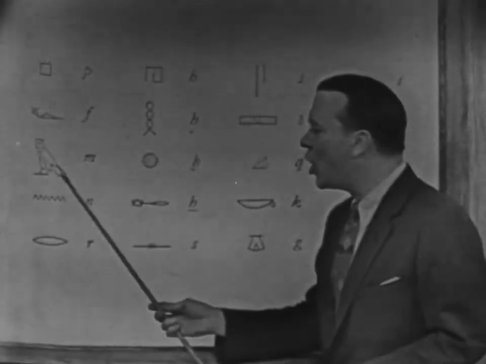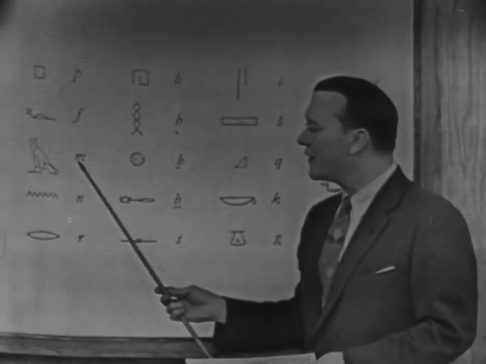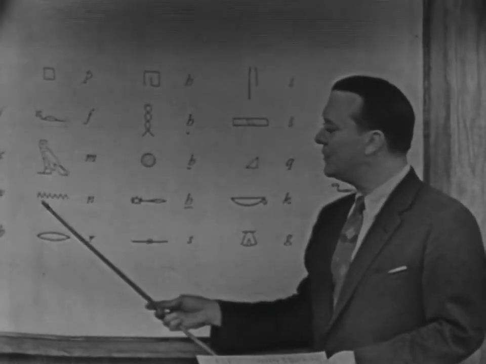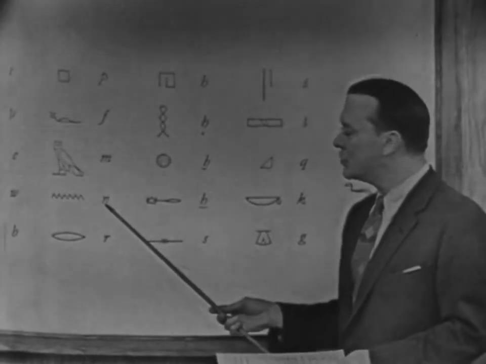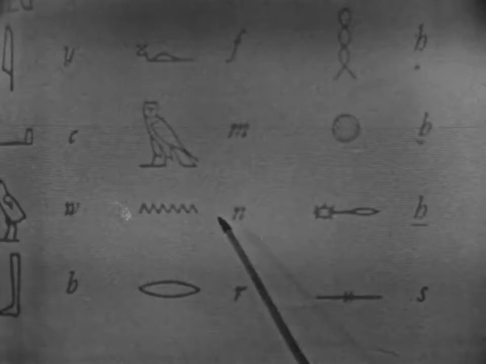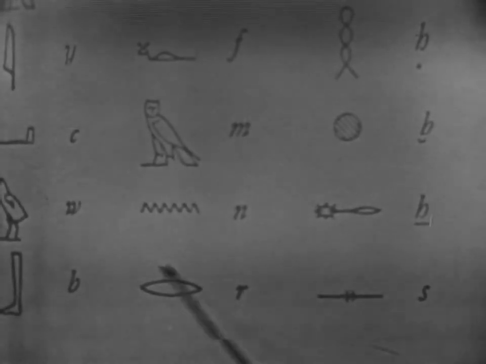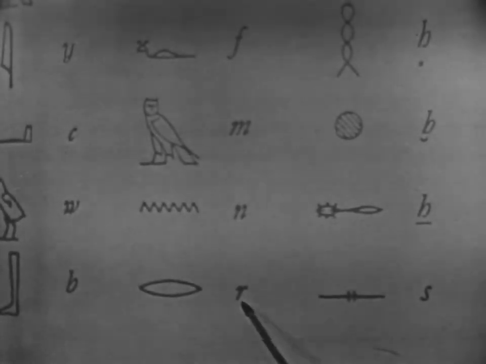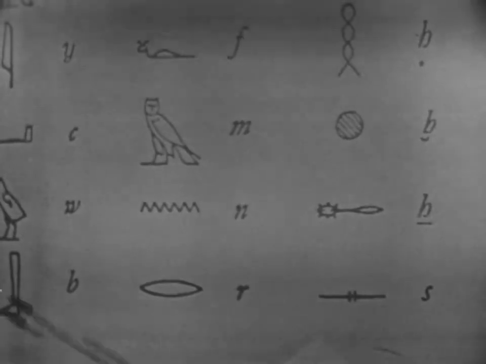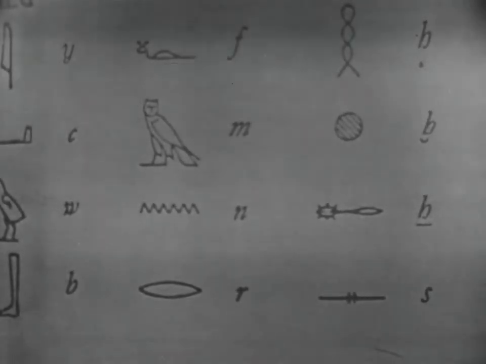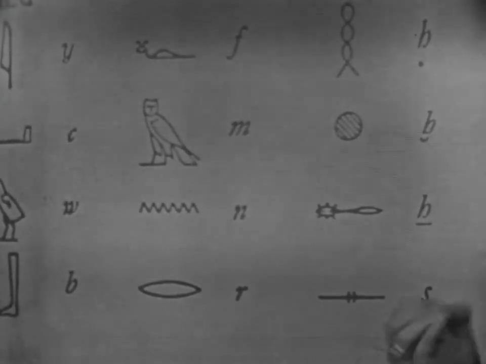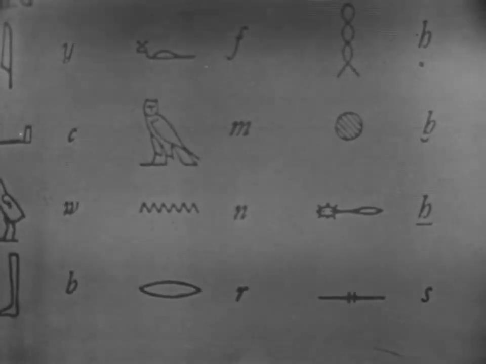This picture of the hawk, for instance, stood for the consonant sound M. This one, representing water, stood for the consonant sound N. This one, whatever that is, looks like a mouth, stood for the consonant sound R. And in this language, actually, most of the prepositions were monoconsonantal, just one consonant, or perhaps with a vowel in them, we can't tell.